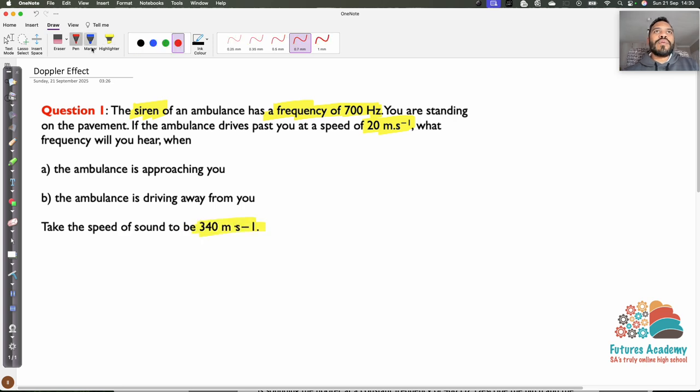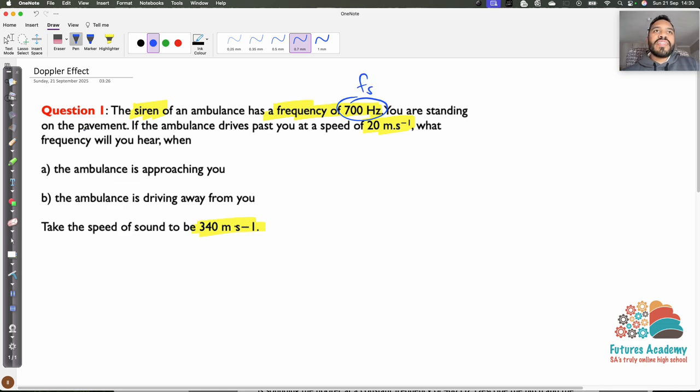Okay, so let's quickly identify what each of these things are. The frequency of 700 hertz, if that's the frequency of the siren, then we know that that is the frequency of the source. Okay, let's make that blue. Okay, so that is the frequency of the source.